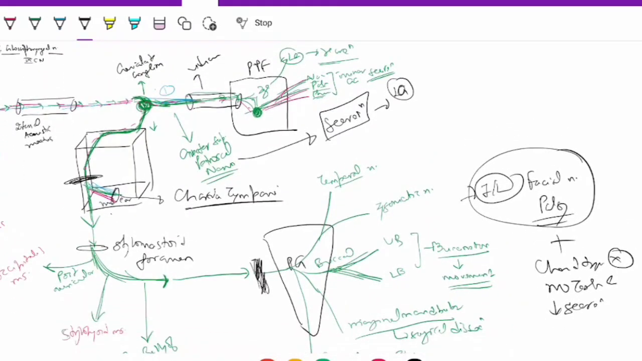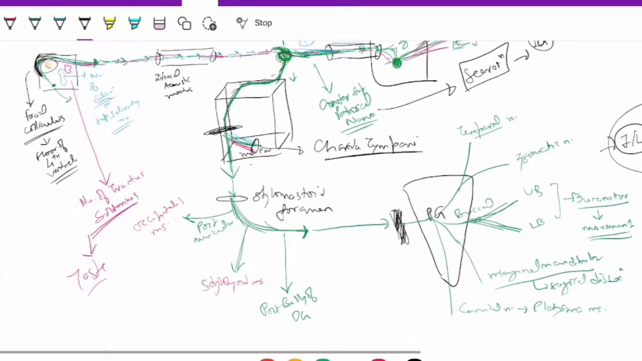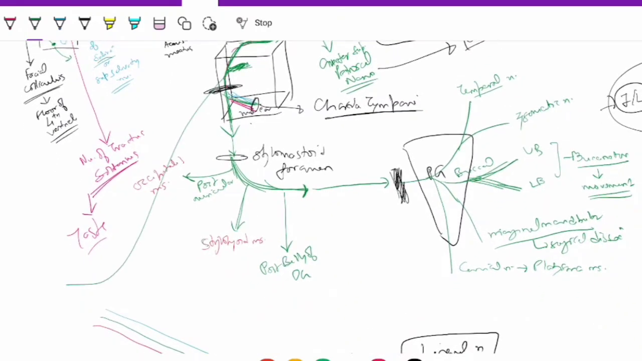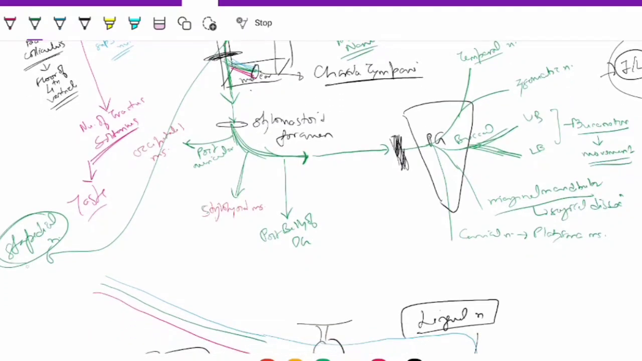Let's say, and one more branch. Oh, such an important branch, I forgot. There is one more branch which exits before chorda tympani over here, but it goes inside the inner ear. This branch is known as the stapedial nerve. Stapedial nerve. And this stapedial nerve is responsible for something known as the stapedial reflex.